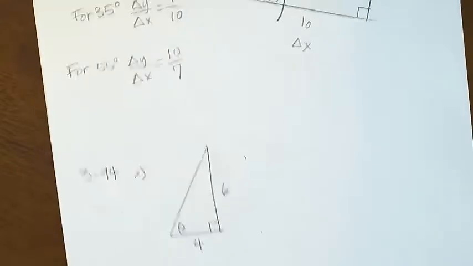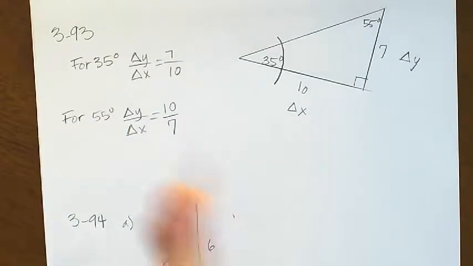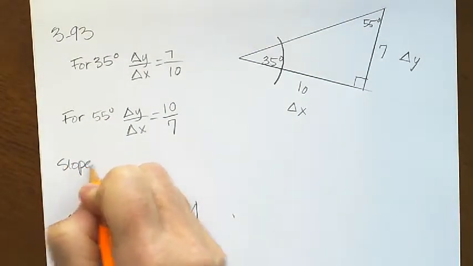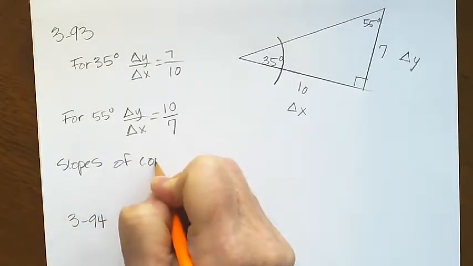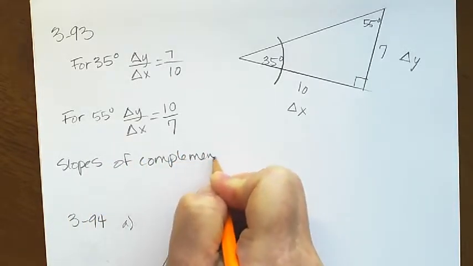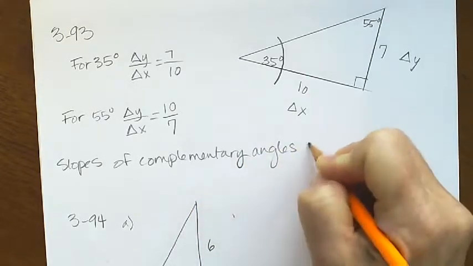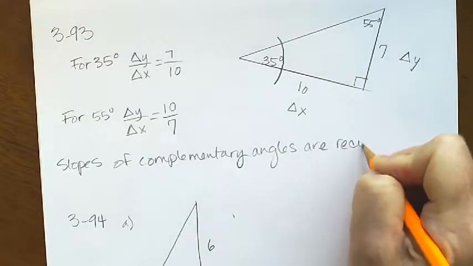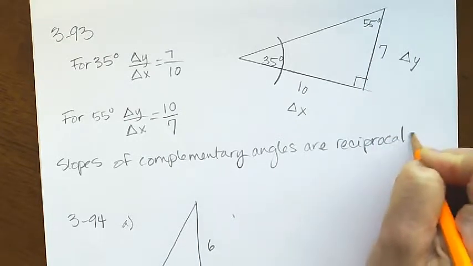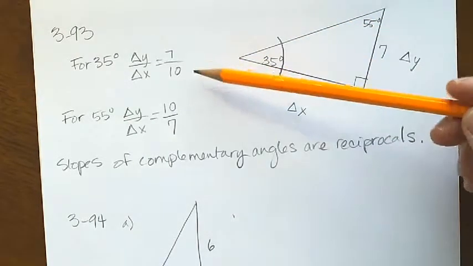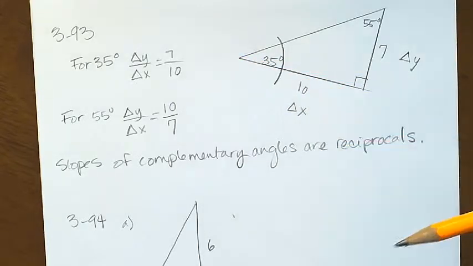Okay, so let's write this for 393. The slopes of complementary angles are reciprocals. And that's the word for what you get when you flip the numerator and the denominator.